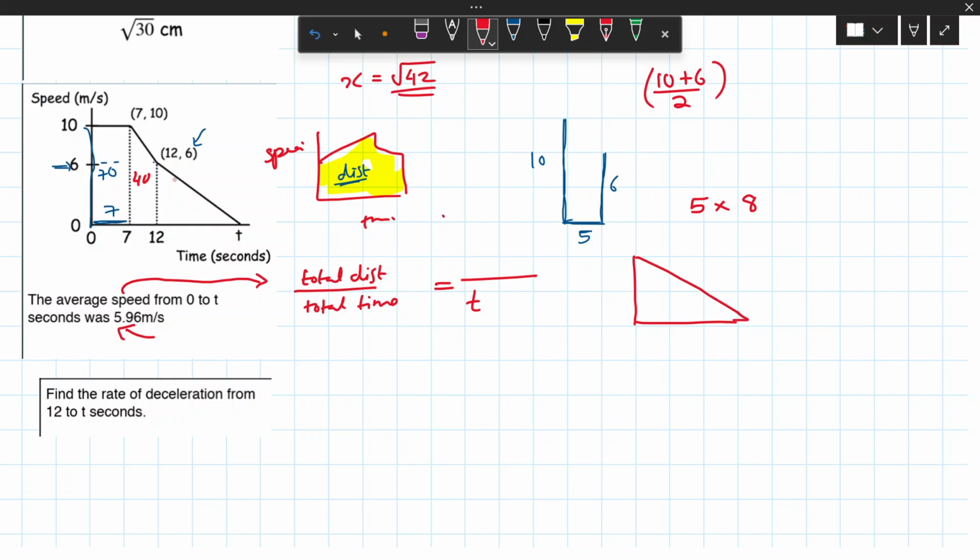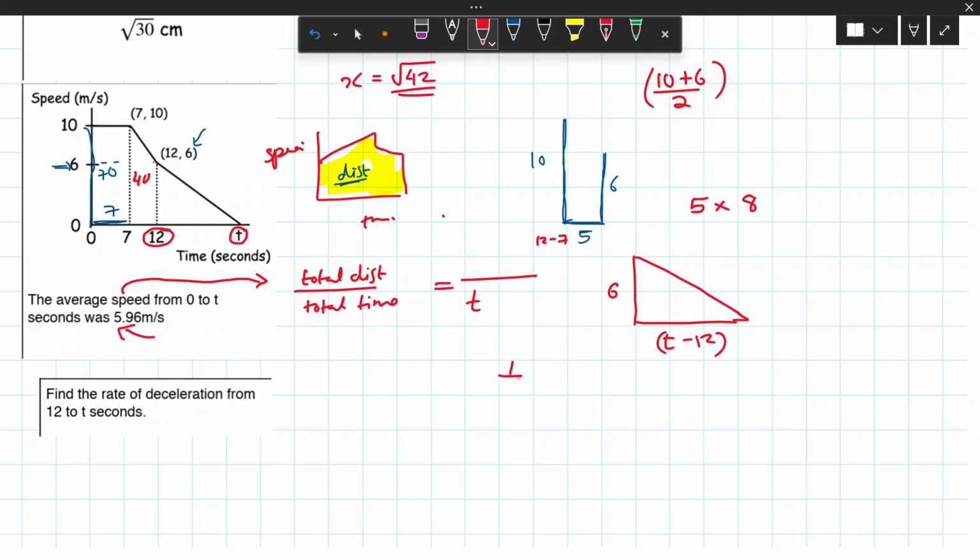oh, that's a good question. Is it T? No, it's T take away 12. Because remember, how did we get the 5 here? We did 12 take away 7. That's how we got the 5. So this one we're going to do T take away 12. That's the base. And the height of that triangle is 6.